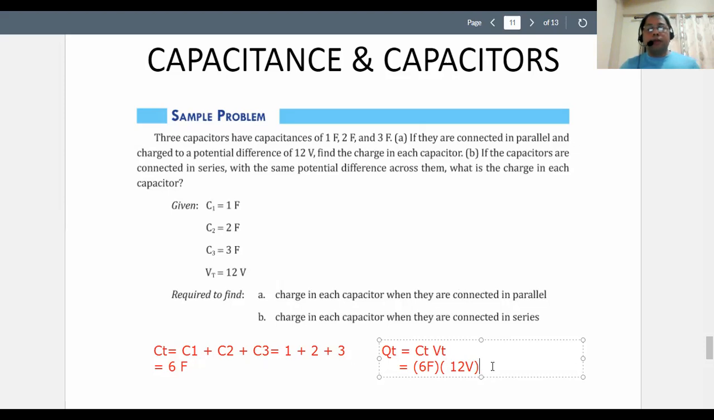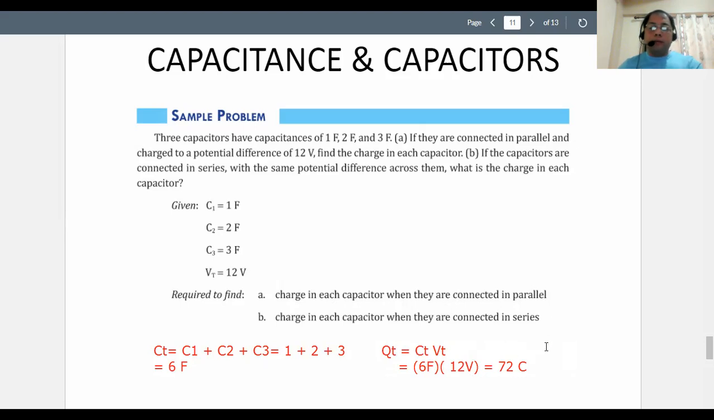So what do you do if it's for each capacitor? What will be our answer? Now, if you multiply these two, then this gives you how many coulombs? That's 72. That's 72 coulombs of charge that you will eventually have. So that's the total capacitance and total charge.